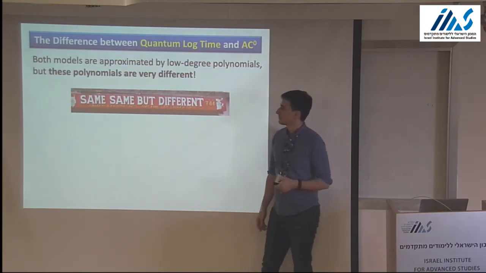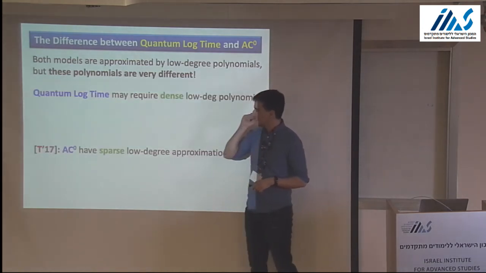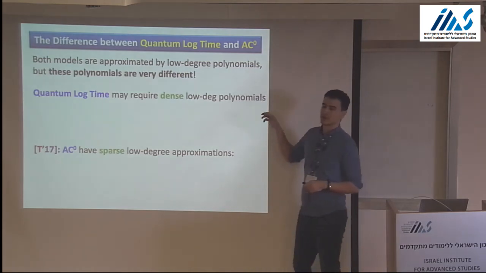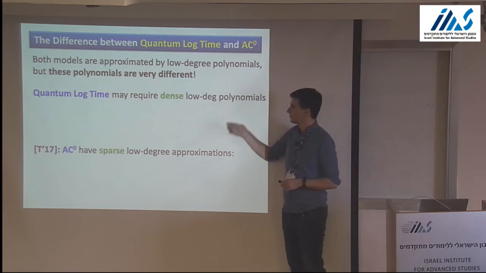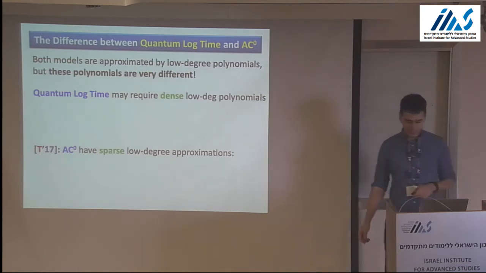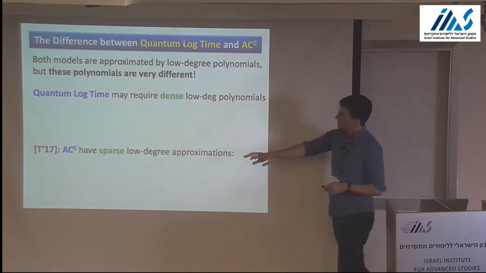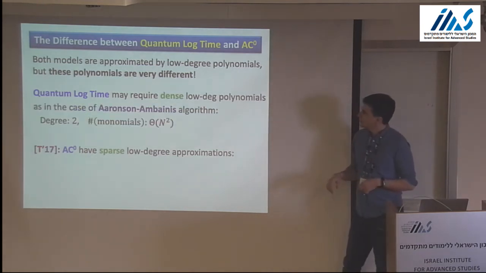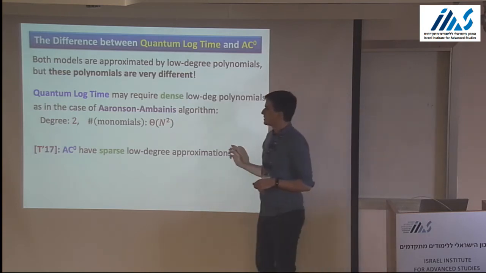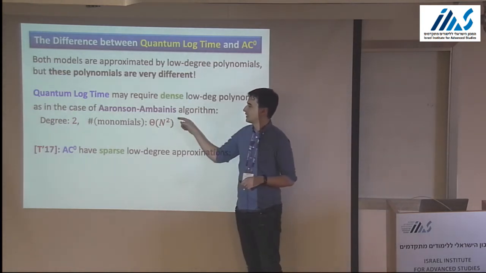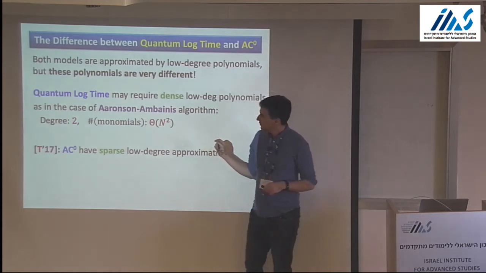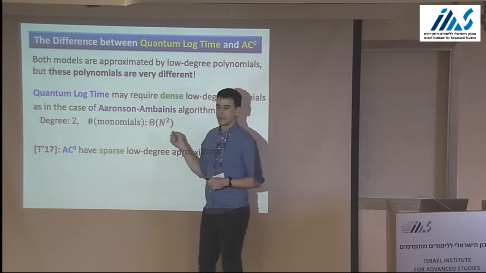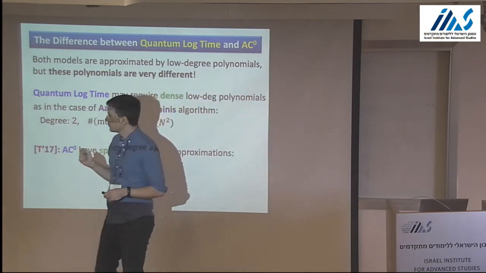In what sense? When you look at the quantum log time algorithm, you can see that they sometimes would have very dense low-degree polynomials, and I will explain what I mean in more detail, whereas the AC0 circuits always have very sparse low-degree approximations. So let's consider again the algorithm by Aaronson and Ambainis. I claim that the polynomial that arises there is of degree 2. However, it's very dense.